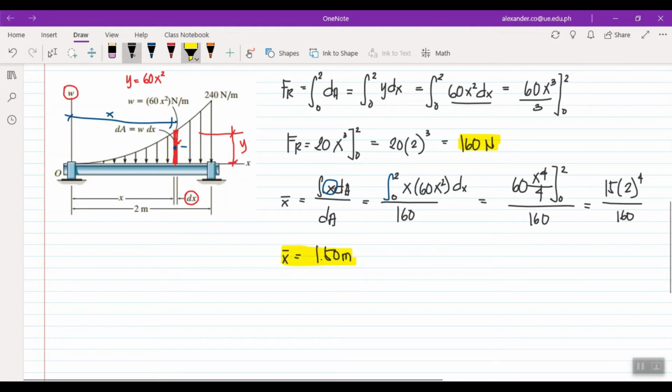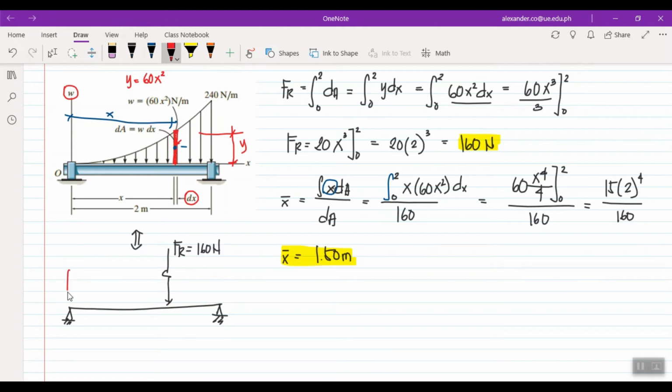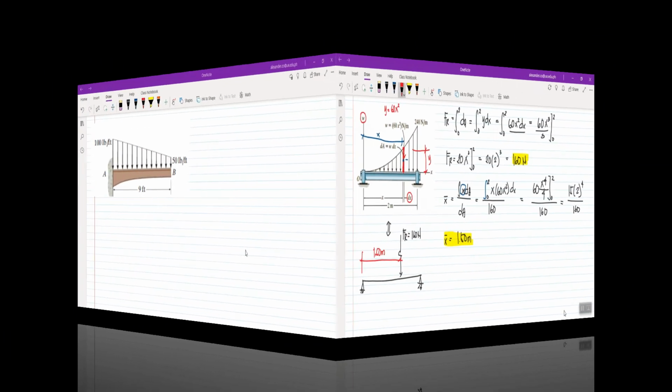So, again, it's just saying that it's equal to this one, no? Okay, lagyan lang natin ng ganito. Ito. At F_R is equal to 160 Newton having a distance of 1.5 meters. Okay, that's it. Another problem.